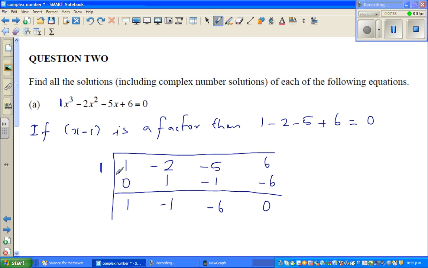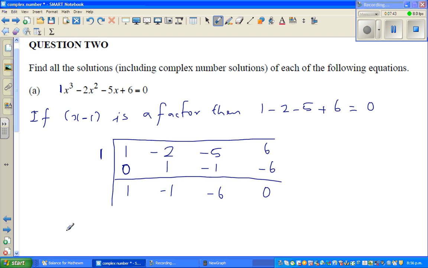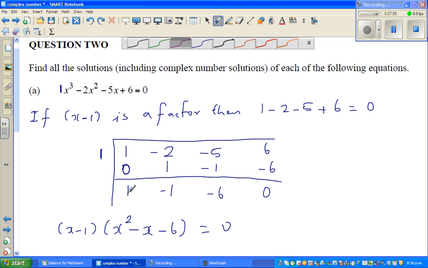So here, you always start with 1, and if you end with 0, this means that x minus 1 is a factor. So what does this mean? This can be written as x minus 1 times x squared minus x minus 6. Now how did I write this? This is by looking at these coefficients. Let me use a different color. The coefficient of x squared is 1. The coefficient of x is negative 1, and this is minus 6. That's how I wrote this.